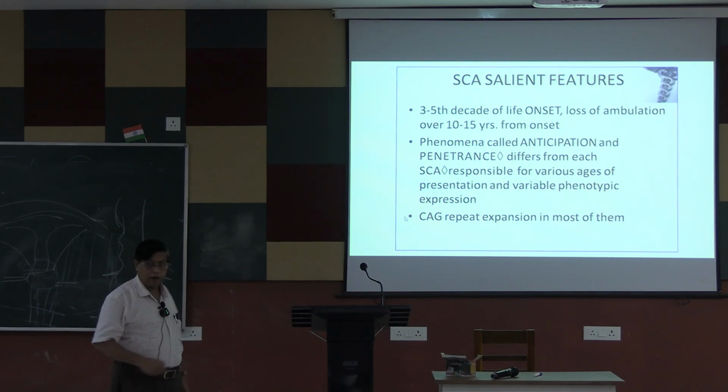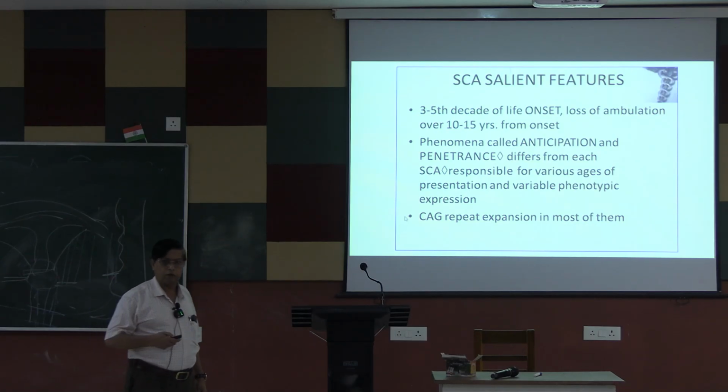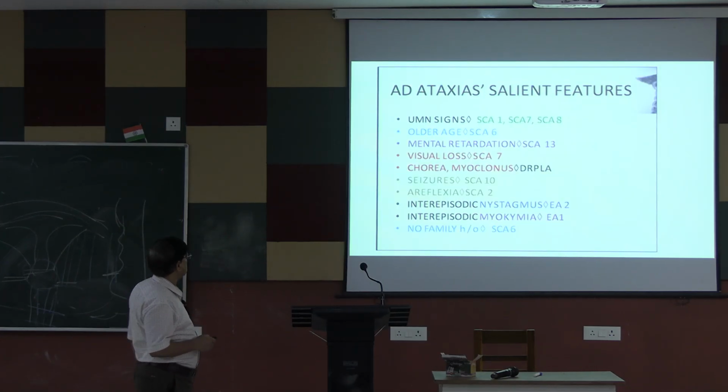Here also there is a CAG repeat, a triplet repeat in the chromosome, which results in abnormal glutamine that affects the nerve. That is the way the neurological features come in. The autosomal dominant ataxias, salient features: you may not remember everything, but remember that spinocerebellar ataxia is the autosomal dominant ataxia, and it is a CAG repeat. That will do.